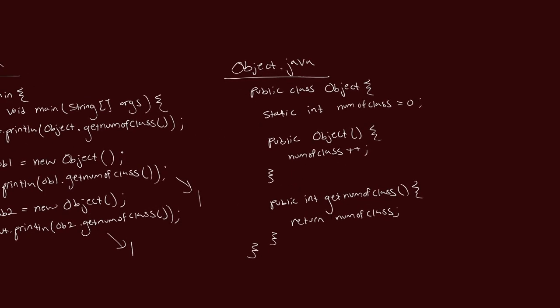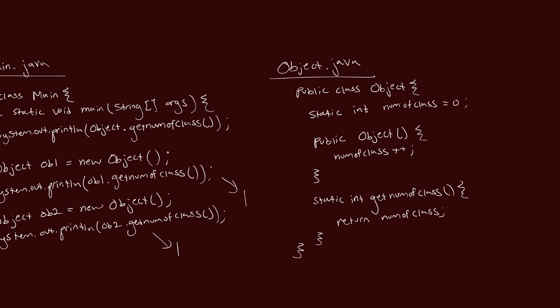But the next problem is, since we're returning a static variable, the method also has to be static. This is an instance method because there's no static in here, but you can only return a static variable if the method is also static. So here you'll put static int get number of classes. Now if we were to run this code, this would display 1 and this one will display 2.